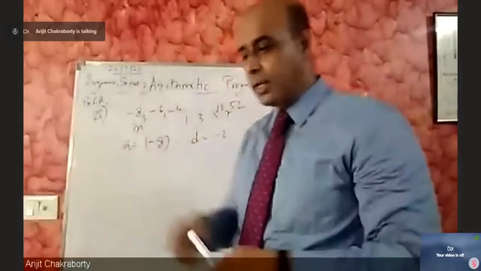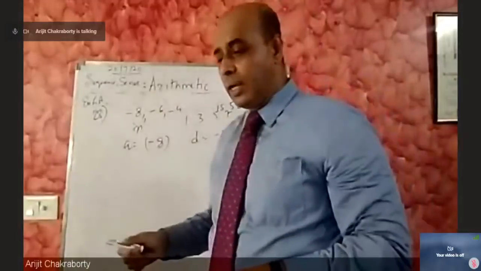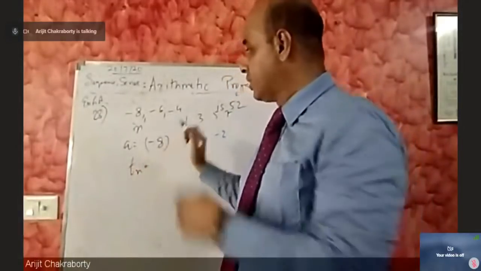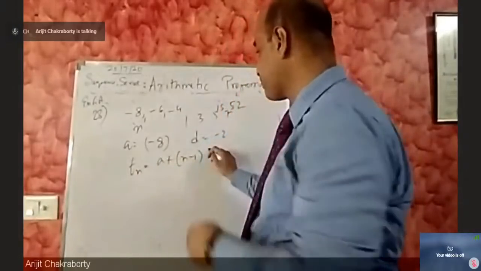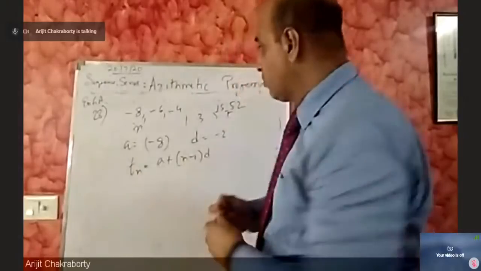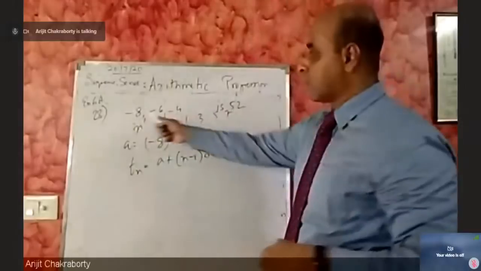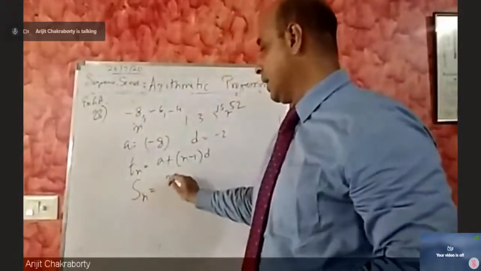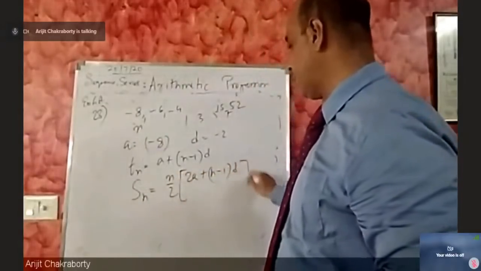And now let us see what happens. We have to find out the nth term, and Tn we don't know, but we know Tn is equal to a plus n minus 1 into d. But they have given us the sum. Sum of all these terms is 52. That means we have to use the formula Sn equals n by 2, 2a plus n minus 1 into d.